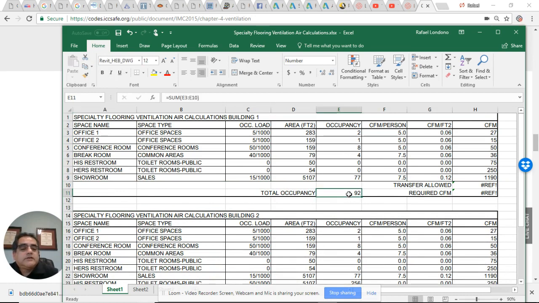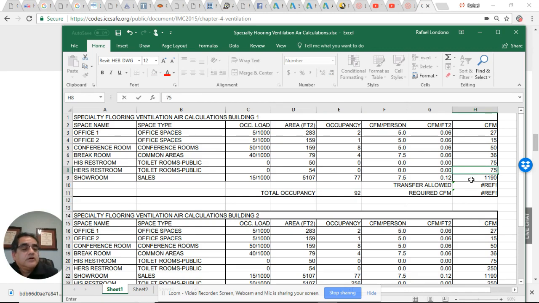The table adds the number of people, 2 plus 1 plus 8 plus 4 plus 77, the total occupancy of 92. And on the far column, it adds the ventilation air. Because I deleted the cells, the formula freaks out. But essentially, the transfer allowed is anything. No, I'm glad I caught this. Right here, there should be 75 CFM for the hers restroom too.